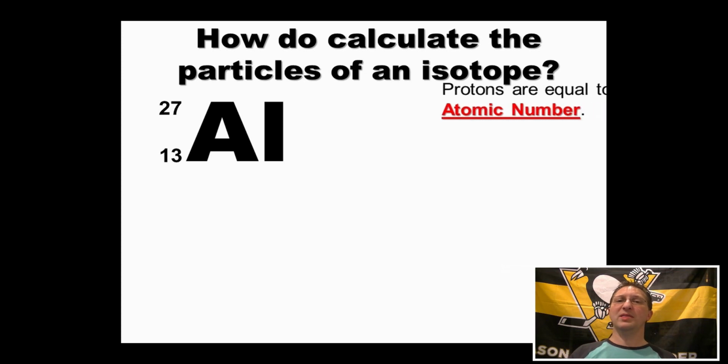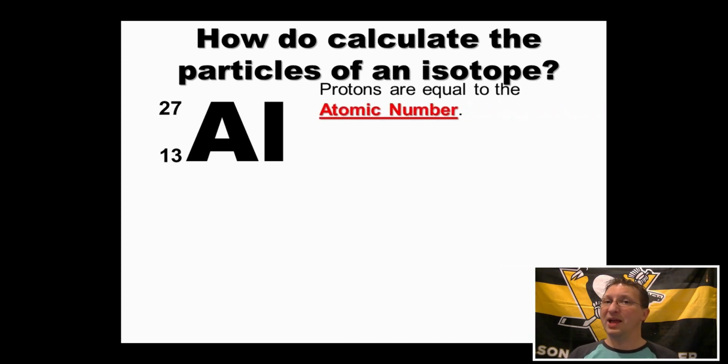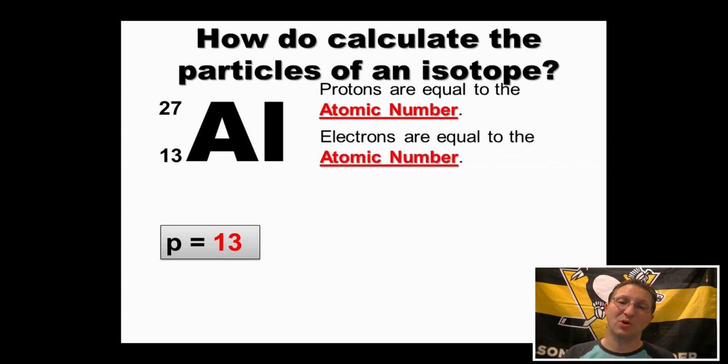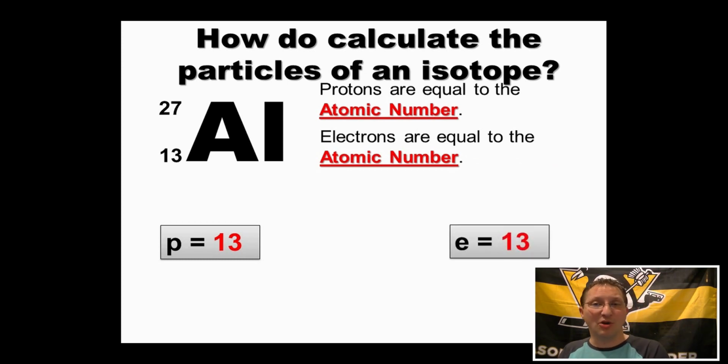So the protons are going to equal the atomic number. Didn't we say that? The number of protons equals the atomic number. So the atomic number here is what? It's 13. So our protons for this particular isotope of aluminum is 13. Now, if our protons are 13, what about our electrons? To keep it balanced, right? The protons and electrons have to be the same. So our electrons are also equal to the number of protons. So that's also going to be 13.